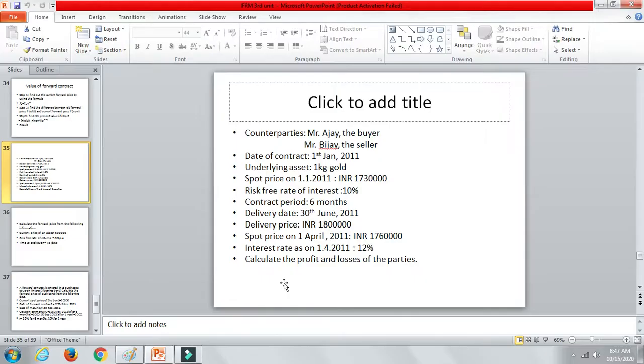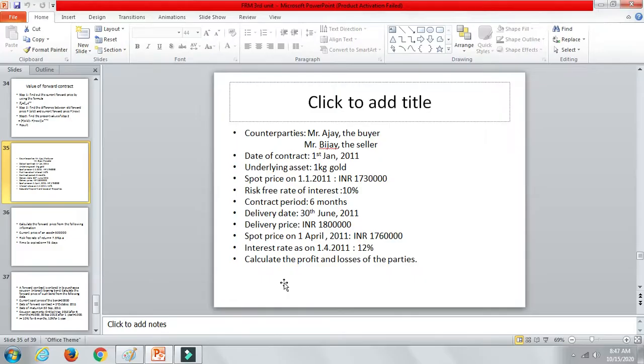That means their contract ends on 30 June 2011. Okay, so after 6 months the buyer is going to buy gold from Vijay, the seller. So the delivery date is 30 June 2011. Delivery price is INR 18 lakhs.